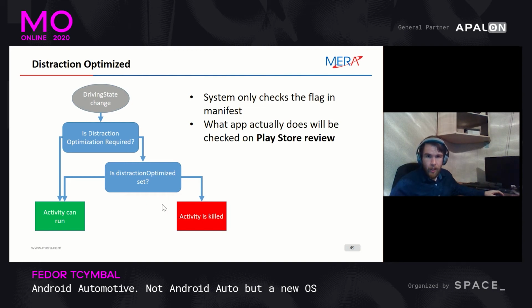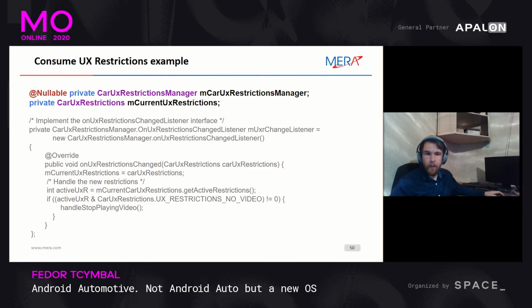Now, again, some code example. Hopefully, you'll not be too bored by the code. What does it mean if you want to consume UX restrictions? How do you handle UX restrictions in your app? First, you need to create a UX restrictions manager, and you need to implement a restrictions changed listener in your app. In this, you override a method called onUxRestrictionsChanged. In this method, you get the new restrictions and you handle them.